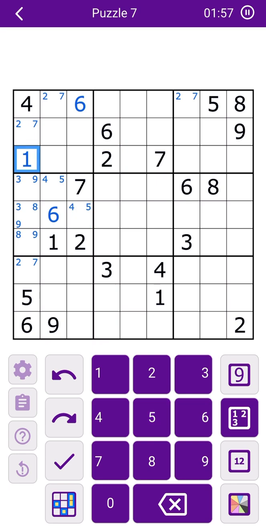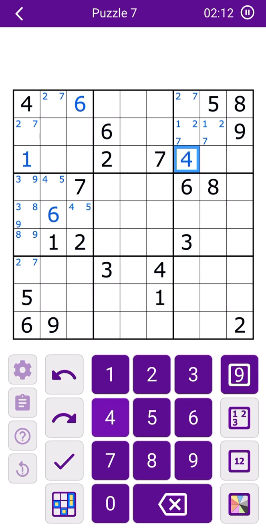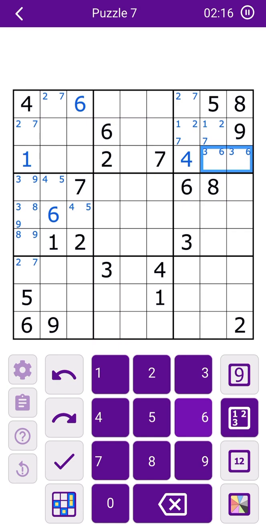Let's look at row 3 here, going across the bottom of box 3. So we can place 1, 2, and 7 there. And now we know 4, 3, and 6 have to go down here. We can place 4 because we have 3 and 6 there. We'll plug in 3 and 6.